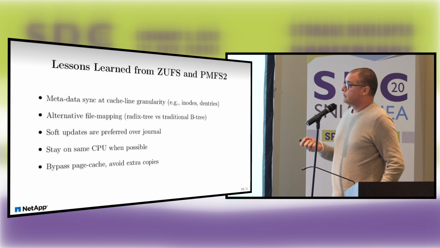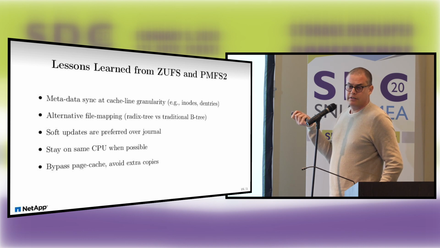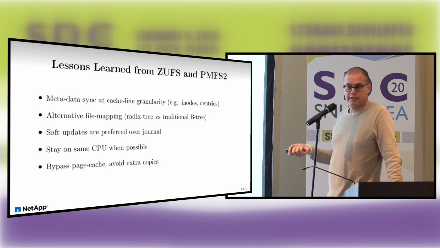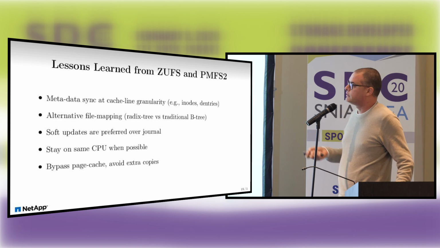We would like to argue that file mapping is better done with a Radix tree than a B tree. We'll elaborate more soon. And soft updates are preferred over a journal. The common method of dealing with crash consistency is using a journal, but there's another, less known method called soft update. And I would like to argue that it fits this technology better. I'll elaborate more soon.